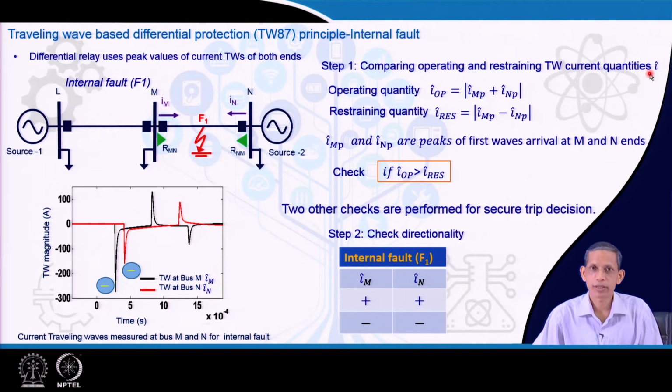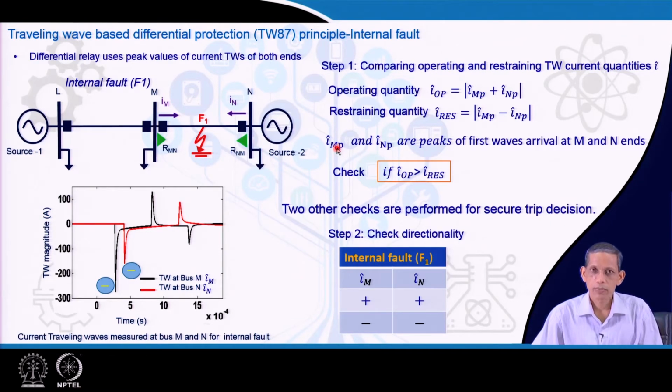Travelling wave quantities are, as we mentioned, in terms of I cap. So, I operating equals the magnitude of I M side peak value plus I N side peak value. Restraining quantity is the magnitude of I M side peak value minus I N side peak value.